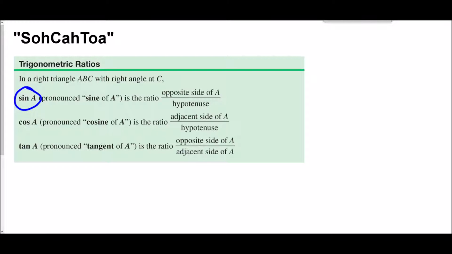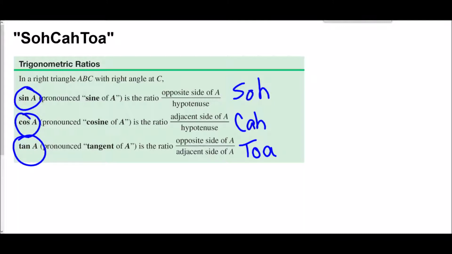So when we have sine of A, notice that's a capital A, and the capital letters mean we're dealing with angles. The sine of A is the ratio, or fraction, of the opposite side over the hypotenuse. So sine is opposite over hypotenuse. Cosine is the ratio of the adjacent side of A over the hypotenuse. So cosine is adjacent over hypotenuse. And then tan is opposite over adjacent.